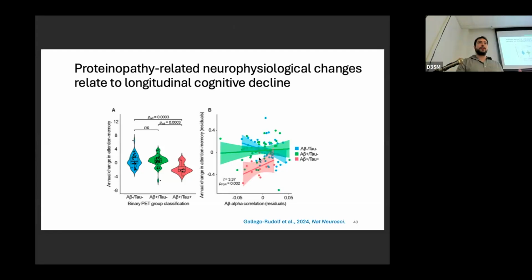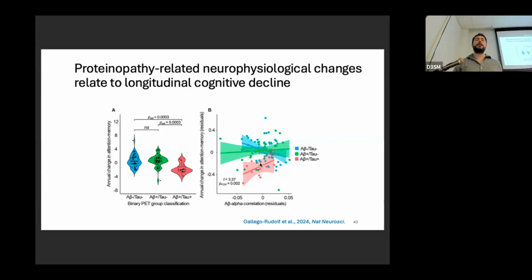So the last analysis that we did for the cognition was to try to assess whether this shift in neurophysiology is associated with cognitive decline. Here in the x-axis, what we're seeing is the amyloid-alpha association. So a higher correlation would be indicating more alpha with higher amounts of amyloid, and a lower correlation would be the opposite pattern. And we're color coding the participants based on their amyloid and tau status. So the red group is the one that has the higher level of tau.